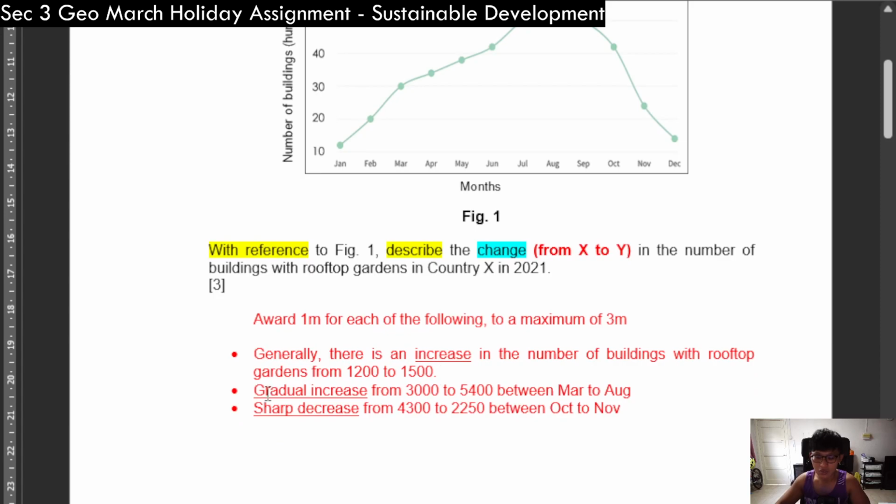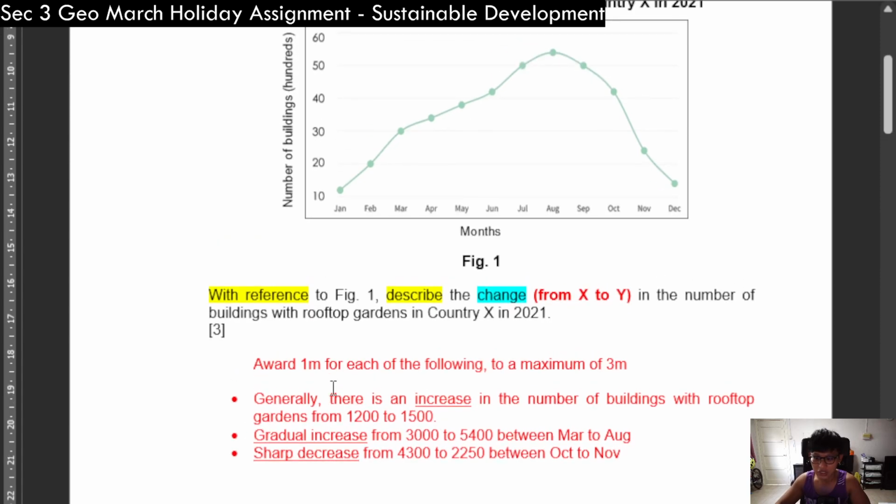Okay, so next we look for other significant observations. So we can see that there's a gradual increase between March to August. So March is over here and August is towards the end here. Alright, so the values actually increase very steadily between these two periods of time. Okay, if you want to be more specific in this case, you can actually change it to a gradual increase between March to June. Alright, so we can see that the gradient of the graph is actually moving very slowly upwards between March to June.